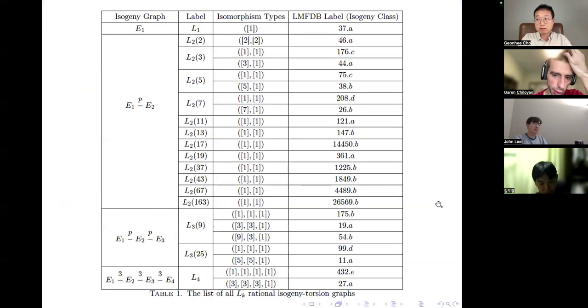Moving on, these are examples of all the isogeny-torsion graphs that are linear. So without examples, how do you know that they actually exist? You need to find examples. I got all these examples from the LMFDB.